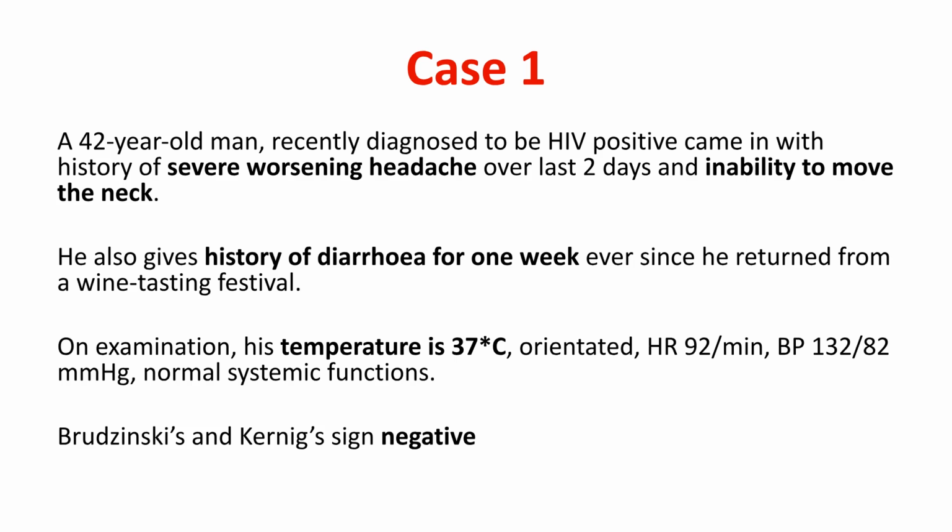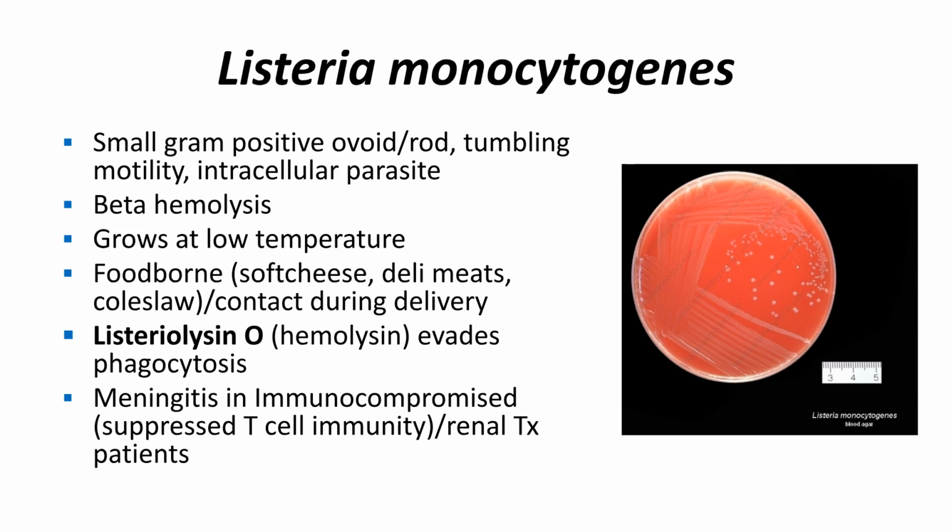What organism fits this profile? We'll reveal the answer on the next slide. The answer to our case is Listeria monocytogenes, a unique bacterium with fascinating characteristics. Morphologically, it's a small gram-positive rod with a distinctive tumbling motility in liquid medium. It's an intracellular parasite, meaning it lives inside host cells.